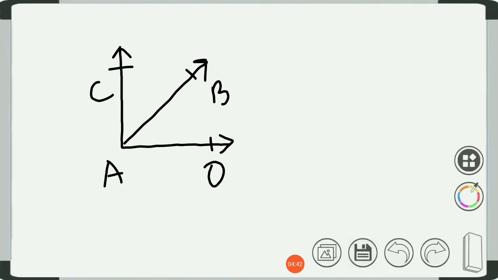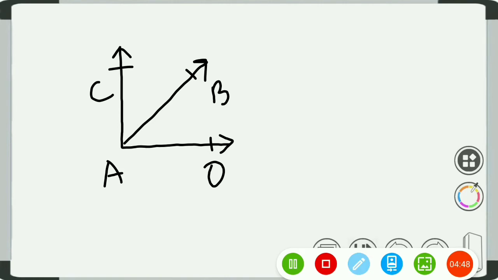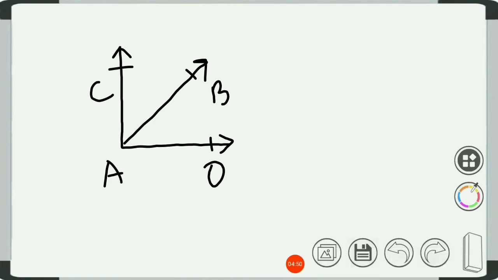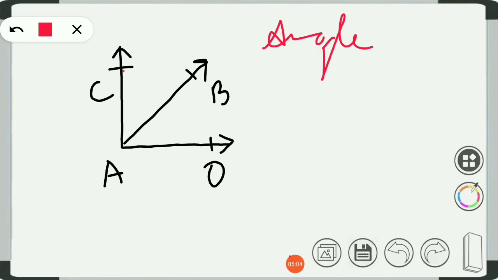In this question you have to find how many angles are there in this figure. So let's find out how many angles there are. You are given so many rays, OA, BA, CA. Now we have to find the angles. There are 3 angles in this figure. First one is angle OAB.